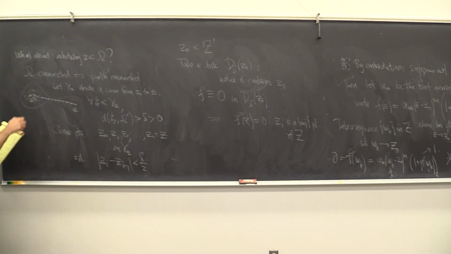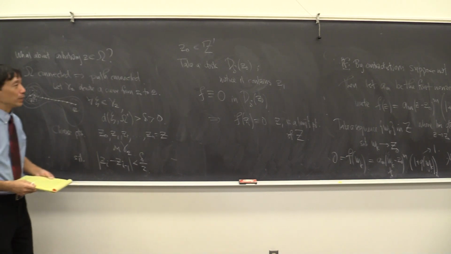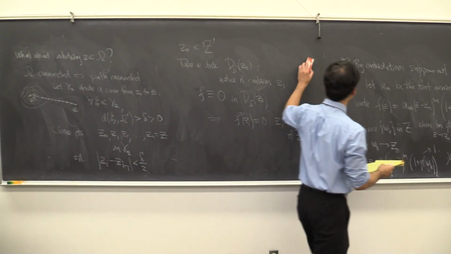So we know that any disk around it, the function is going to be constantly equal to 0 there, right? But then this guy's inside there, and because it's an open set, that guy is also a limit point of Z, and so we can say the same thing about it, and so on and so forth. So that's one way to see it.